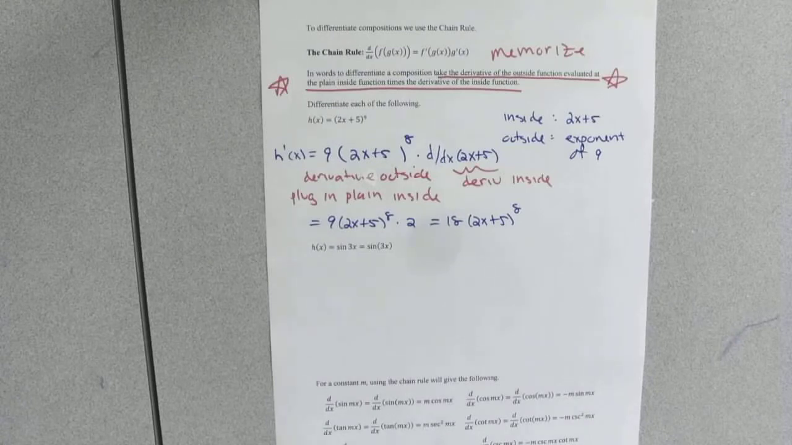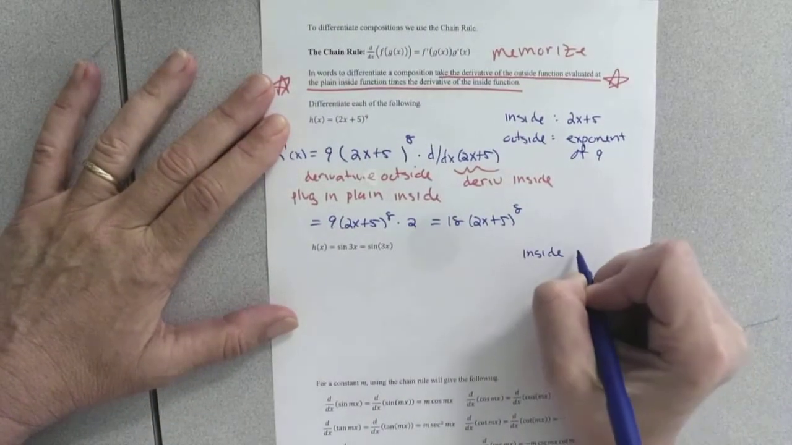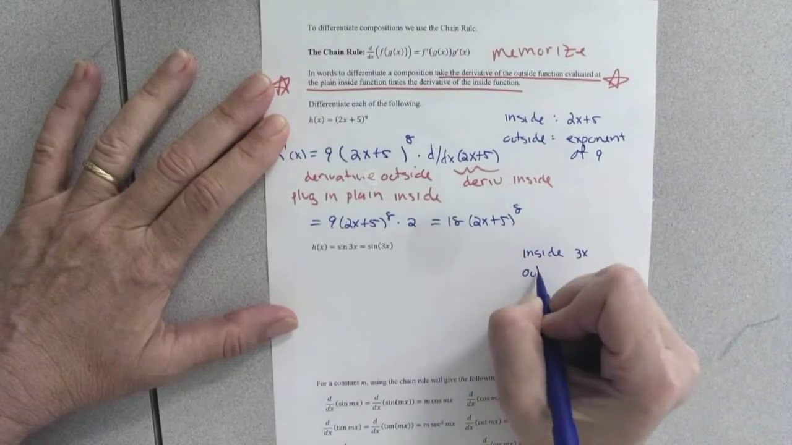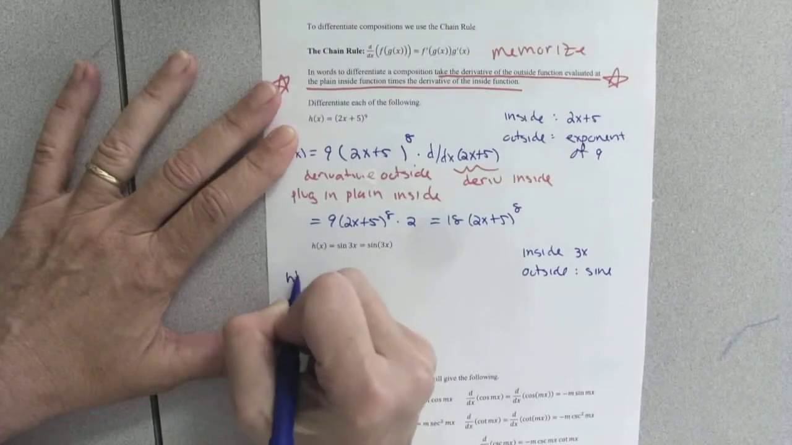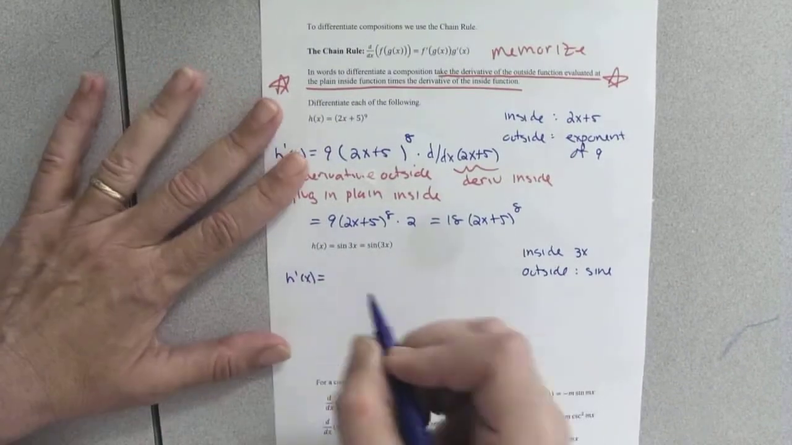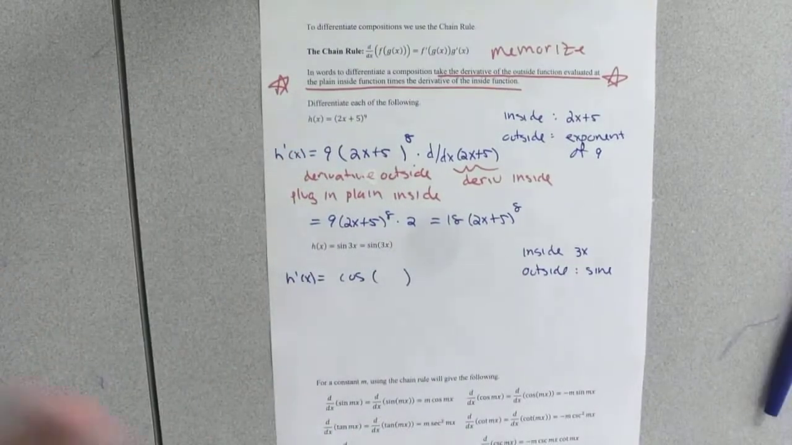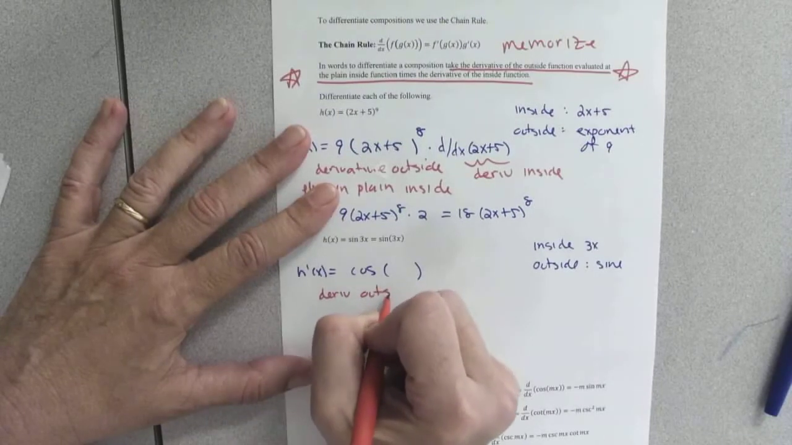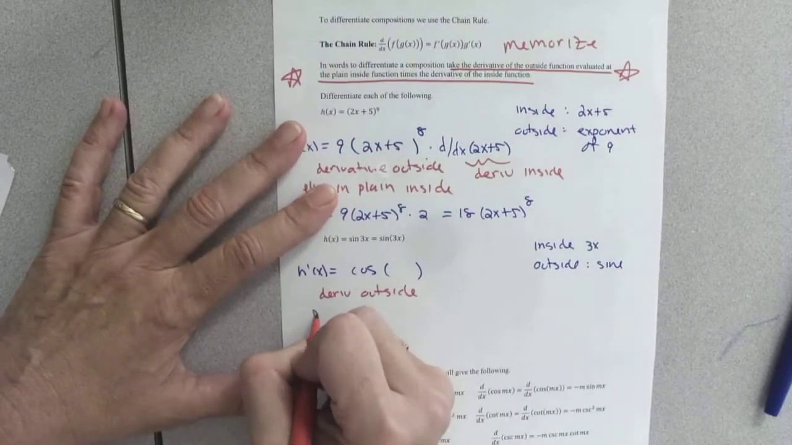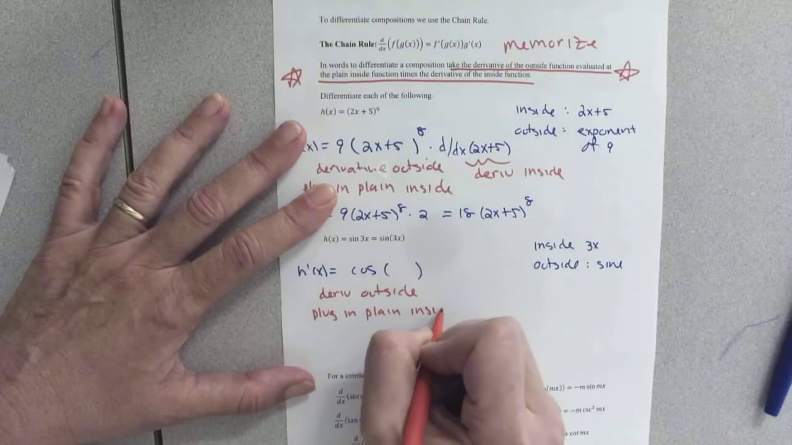Okay, next one. H of x equals sine 3x. So again, my inside function is 3x. My outside is the sine function. So I start on the outside. The derivative of sine is cosine. And I'll go ahead and use parentheses. And then I'll pause for a moment. So there's derivative outside. Then the rest of the words: plug in plain inside.